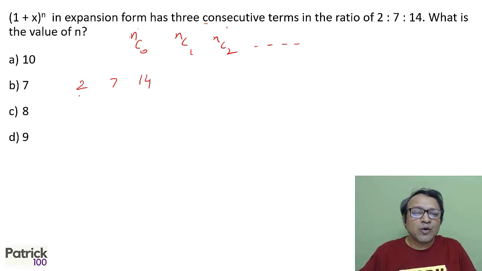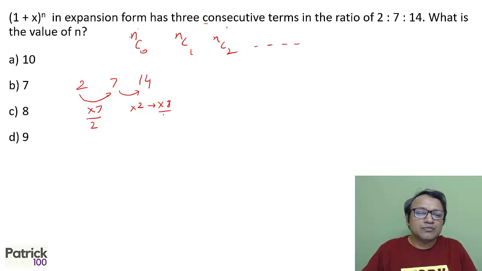Let's try to understand. If I want to go from 2 to 7, I have to multiply by 7 and divide by 2. And here maybe I have to multiply by 2, from 7 to 14, which can also be said to be multiplied by 8 and divided by 4 or something, right? Or multiply by 6 and divide by 3.